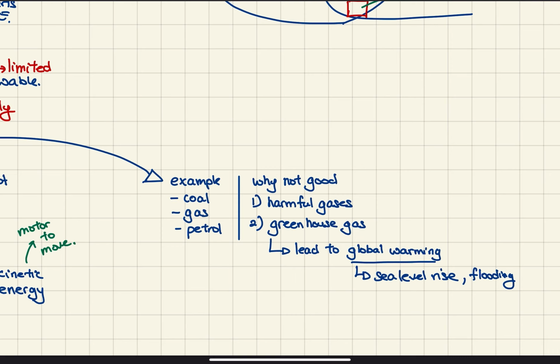Why is it not good? It is because it produces a lot of harmful gases, including greenhouse gases like carbon dioxide, methane gas and carbon monoxide, and all these lead to global warming, which is why the temperature of the earth is getting hotter and hotter. There is also the melting of the polar ice caps, causing the sea level to rise and causing flooding.